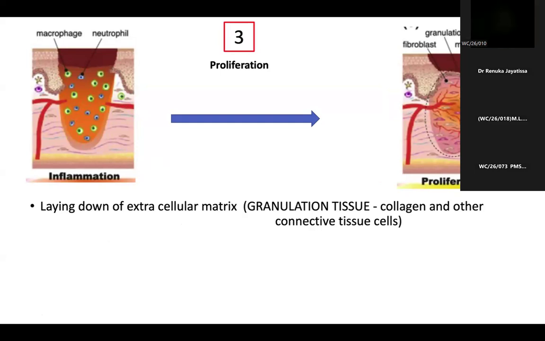Now, if proliferation happens, it should not be happening in abundance. Even after the wound has gone so many days, you can't still see proliferation. Or if the proliferation is not enough, that means there's some lack of important nutrients causing that. So the proliferative phase is also important to figure out if something is going wrong.